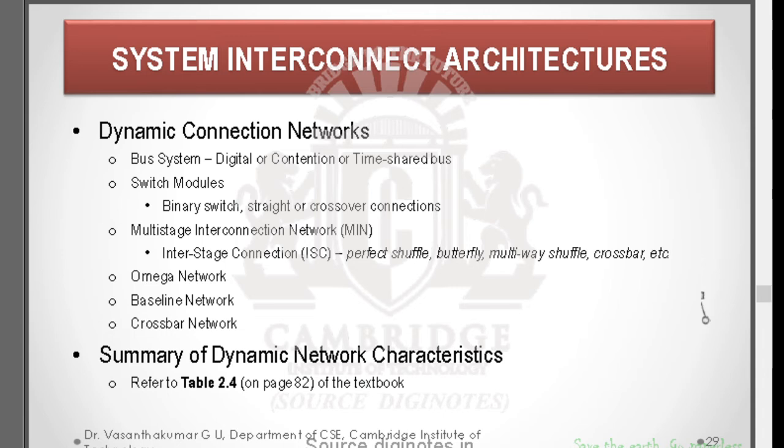Then we have dynamic connection networks, wherein we have bus system, digital or contention or time shared bus, then switch modules, binary switch, straight or crossover connections, multi-stage interconnection network, then interstage connection, omega network, baseline network, crossbar network, summary of dynamic network characteristics. So these are all the different types of network architectures that are available and also the parameters for them.